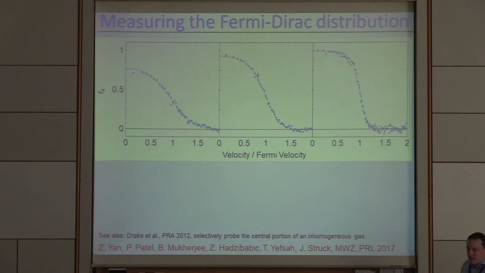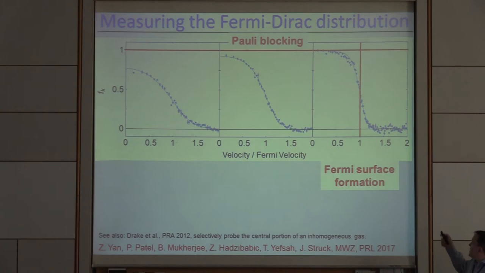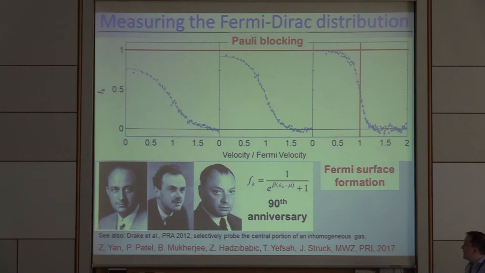But we were quite happy to see that in these time-of-flight distributions at low temperatures, you see the Pauli blocking at exactly, and that was a difficult part, 1 particle per momentum state. And there is also the formation of the Fermi surface. So these guys are very happy, Fermi, Dirac, and Pauli. This happened roughly at the 90th anniversary of this formula.